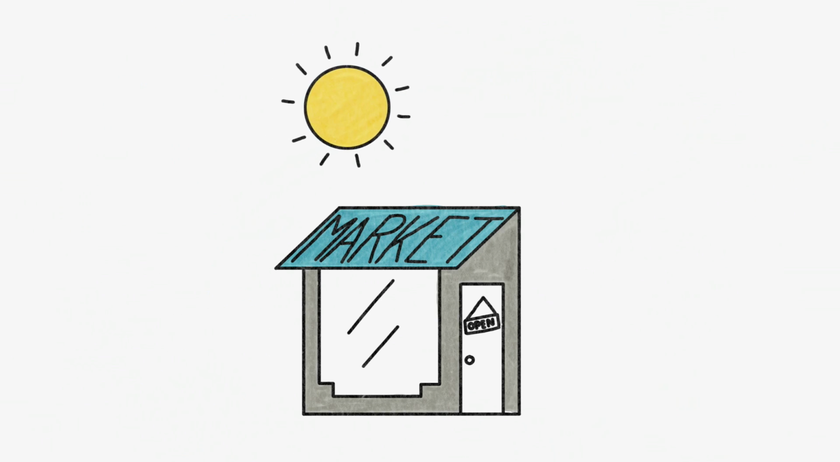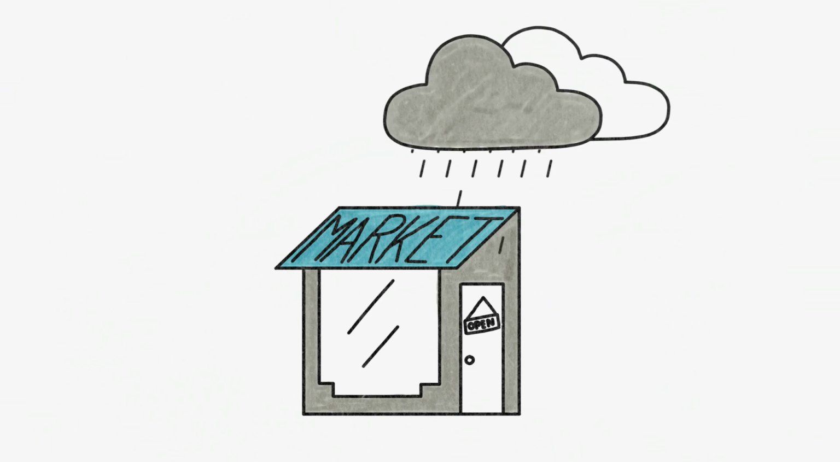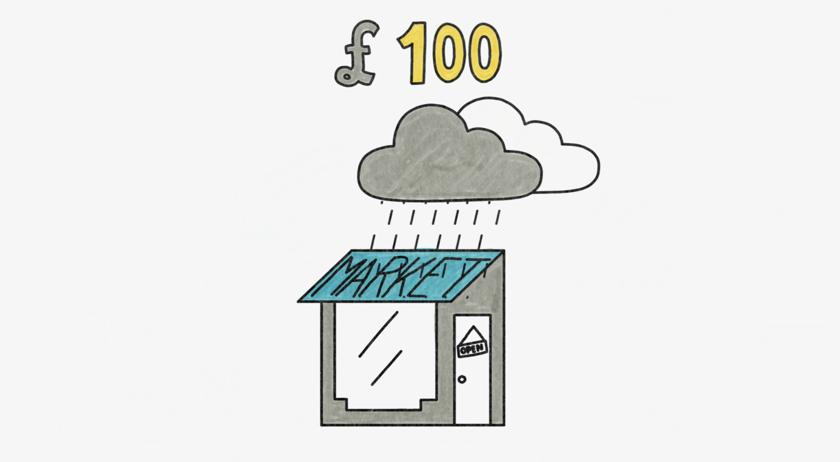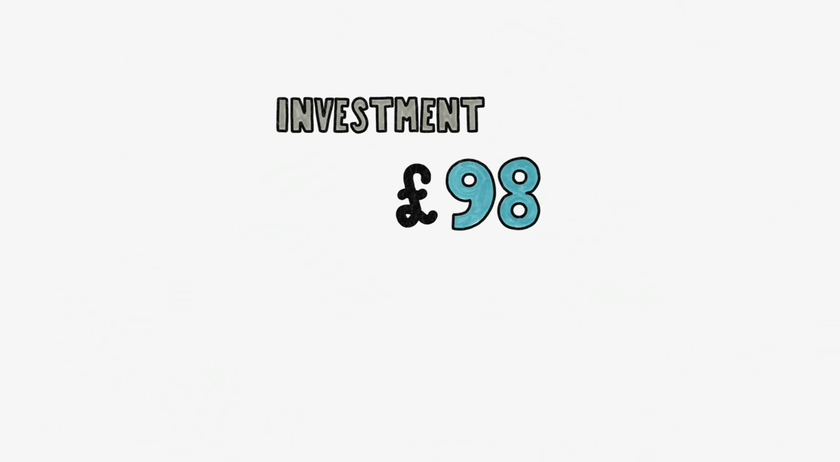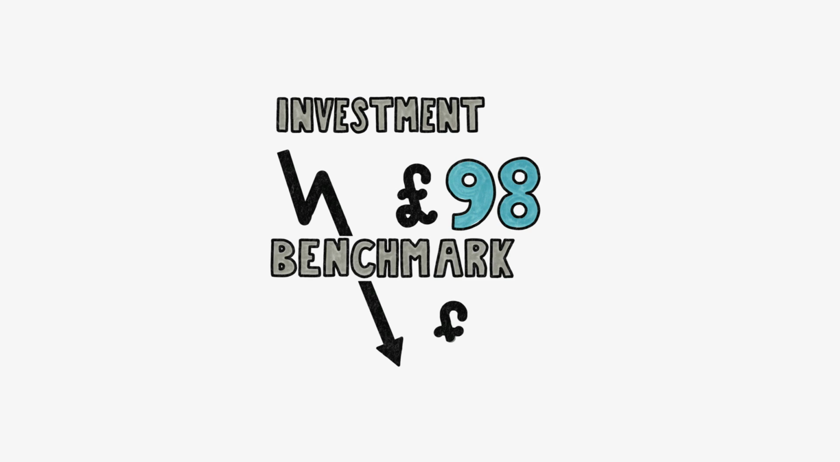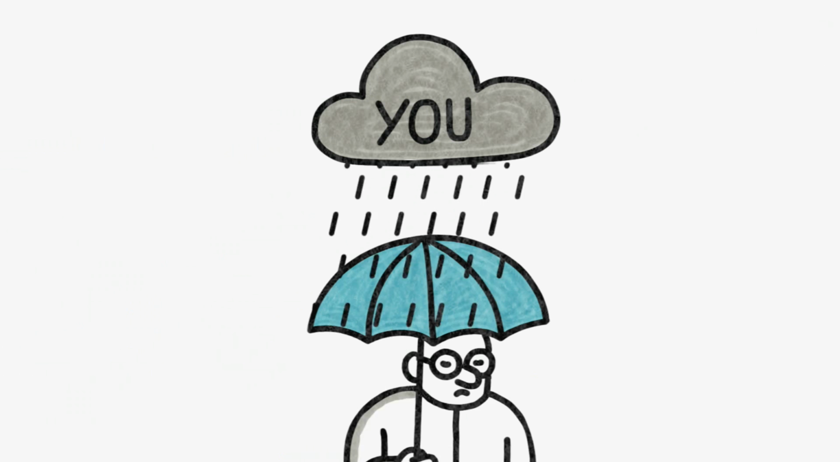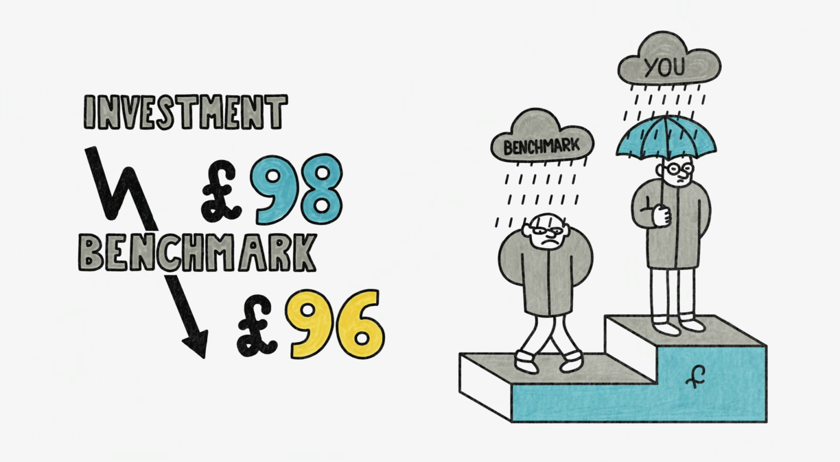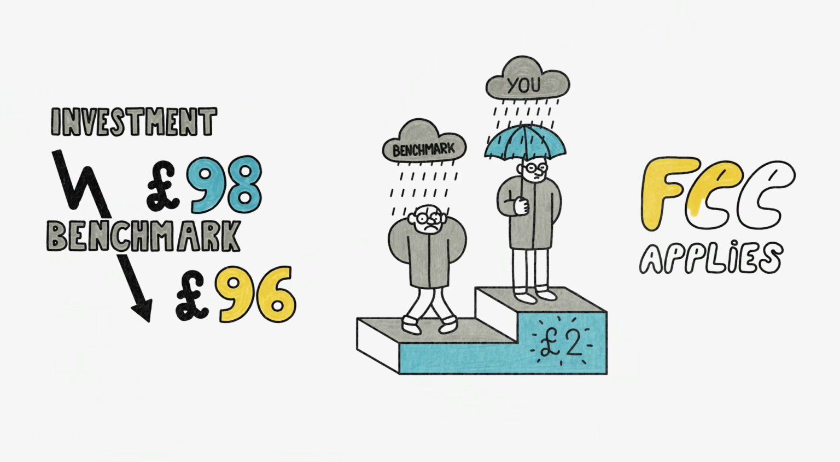Day 2. Just as there are good days in the market, there are bad ones too. Unfortunately, this is one of them. This time your £100 investment drops to £98. However, the benchmark has dropped even further to £96. In other words, even though you've lost money, you haven't lost as much as the benchmark. We've still beaten the benchmark by £2, so the fee still applies, and your investment would be worth £97.